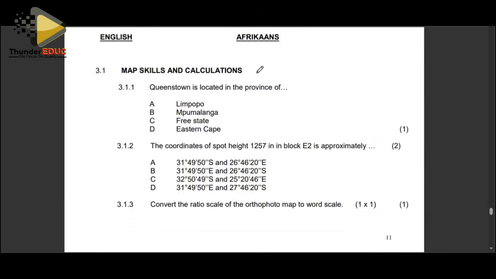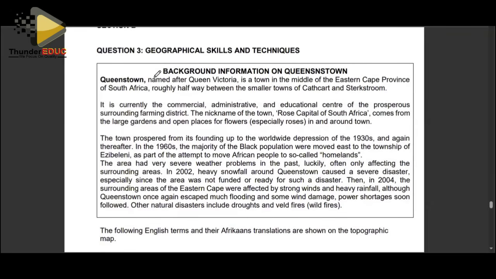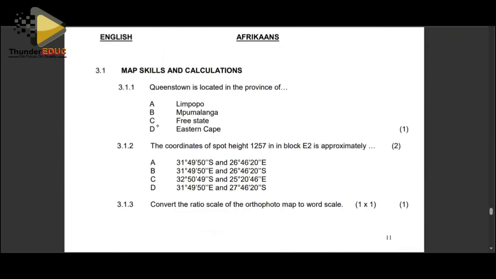Right, we are going to answer the first part, which is a multiple choice part. Queenstown is located in the province of... What you need to do here, if you are supposed to answer this question, you use your map information. It says Queenstown, named after Queen Victoria, is a town in the middle of the Eastern Cape province of South Africa. So automatically your answer, you find it in the map information, is in the Eastern Cape.